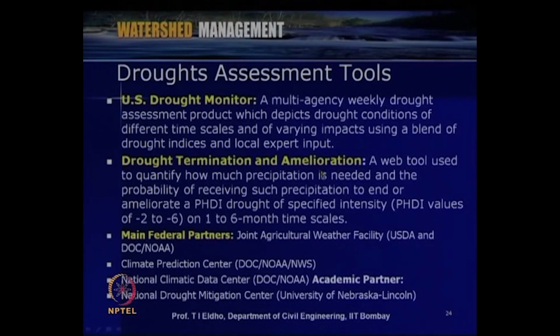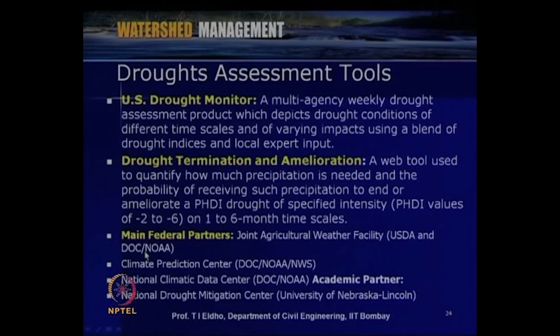Then, drought termination and amelioration. This is a web based tool used to quantify how much precipitation is needed and the probability of receiving such precipitation to end or ameliorate a Palmer Hydrological Drought Index drought of specified intensity, say like -2 to -6, on a 1 to 6 months time scale. So this is another drought assessment tool, called the drought termination and amelioration tool.